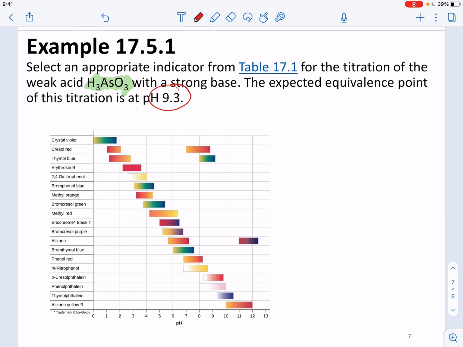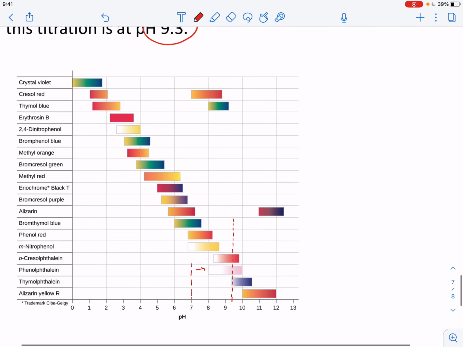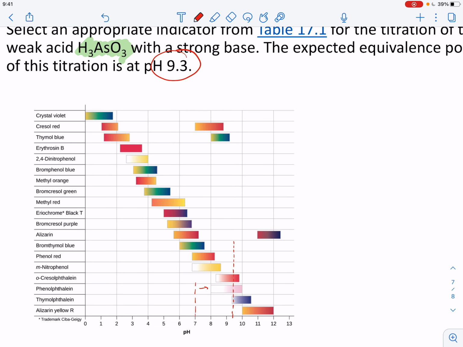Okay, so 9.3, we are looking at, well, around here. So this is the equivalence point for that particular reaction. Okay, so remember, for pH 7, phenolphthalein is one of the most commonly used. But that means that if your equivalence point is 9.3, well, pretty much phenolphthalein will already be pink at that pH, and you won't be able to see anything.